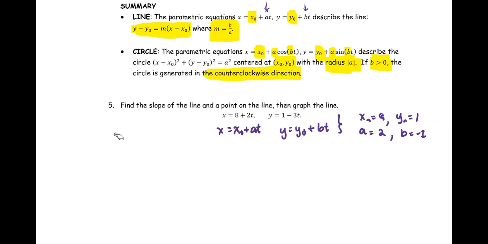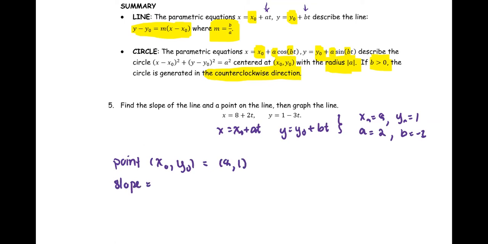So we can see the point that lies on this line is the ordered pair x0, y0. And in this problem, we have x0 as 8 and y0 as 1. So we got the ordered pair.